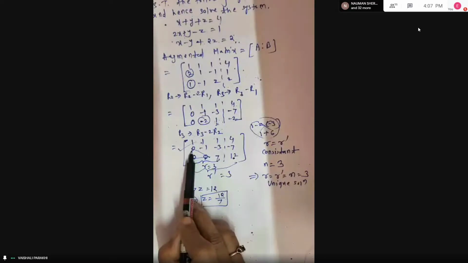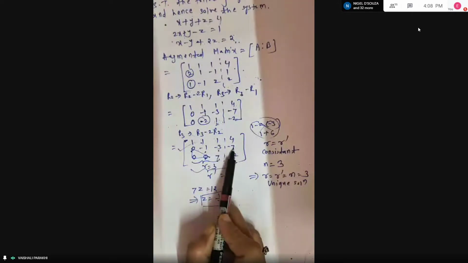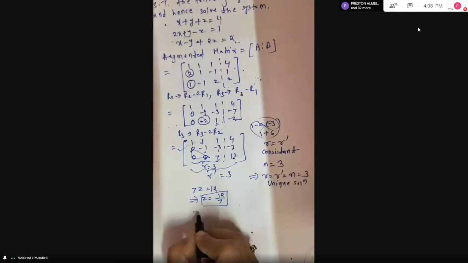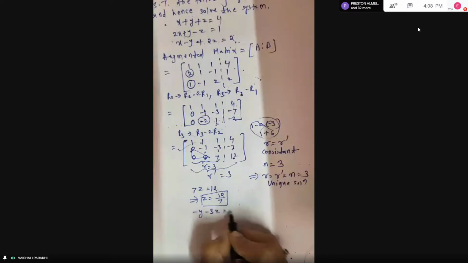Now take the second last row. Now what is the second last row? 0x minus y minus 3z is equal to minus 7. So the first number is the coefficient of x, the second number is the coefficient of y, the third number is the coefficient of z, and the right hand side is the constant, which we have done in the first step itself, right? So the second row gives me 0x, which I will not write, minus y minus 3z is equal to minus 7. This is our second equation. But in this, we already got the value of z, which we are going to put. So minus y minus 3 into 12 by 7 is equal to minus 7. Okay.